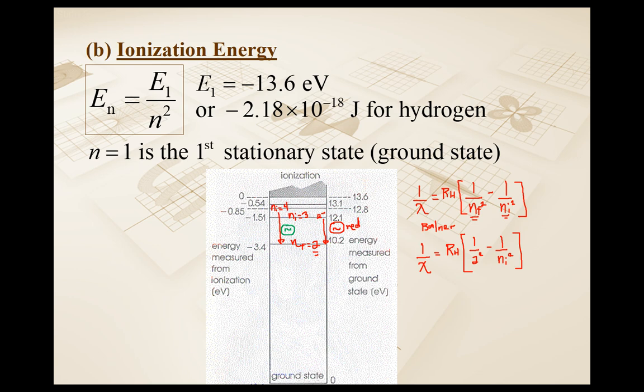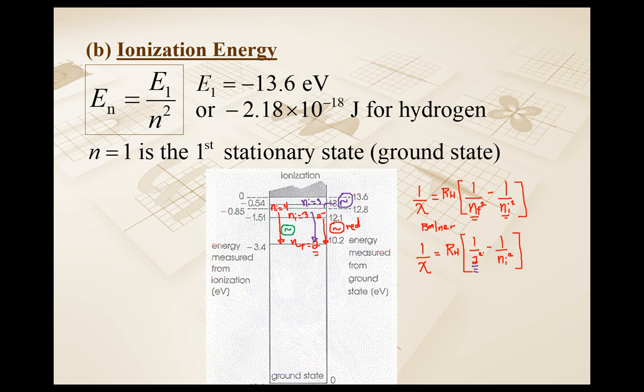Or if you did another jump, if you went from Ni is 5 to NF is 2, I think then you start to get blue or an ultraviolet one. So that's where we get, for hydrogen specifically, those first 4 visible emission lines for hydrogen always involve you jumping down to state 2.